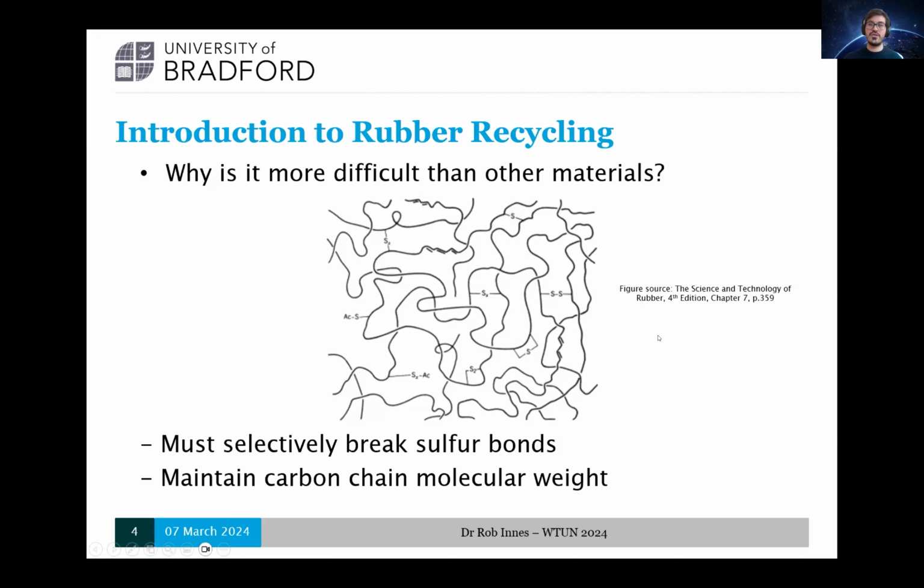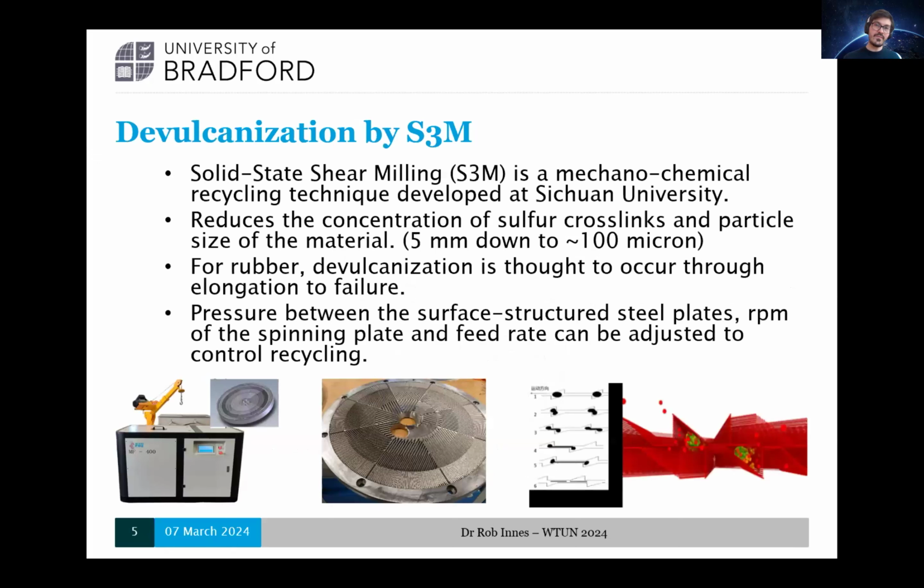And that's the challenge. And it's something that, you know, for the past few decades, we've not been particularly good at. But now the technology is advancing, and over the last 10 years, there are some really good examples of how you can selectively break sulfur bonds without breaking the carbon chain. So that means you can then maintain the molecular weight of the polymer, which means that you get good mechanical properties when you recycle it.